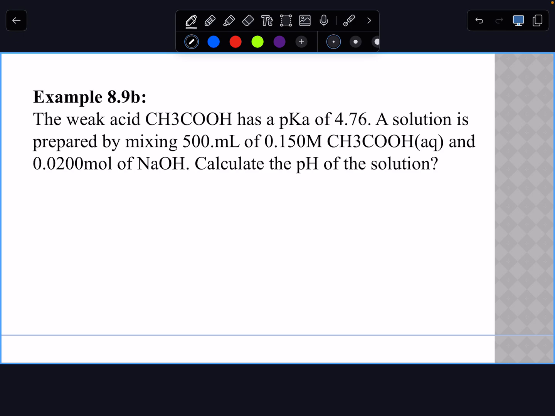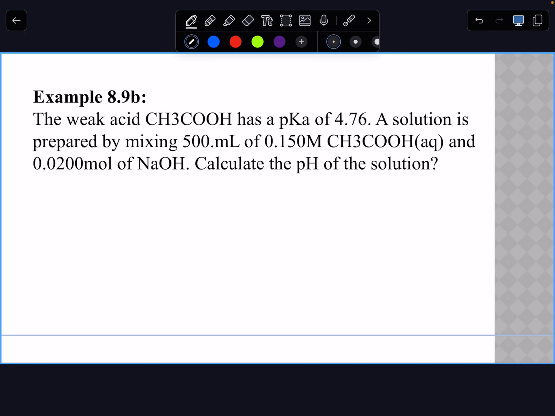So we have here a weak acid, CH3COOH, that has a pKa of 4.76. A solution is prepared by mixing that amount of our acid with that many moles of our base. Calculate the pH of the solution. So it's still a buffer. We're still going to use pH equals pKa.